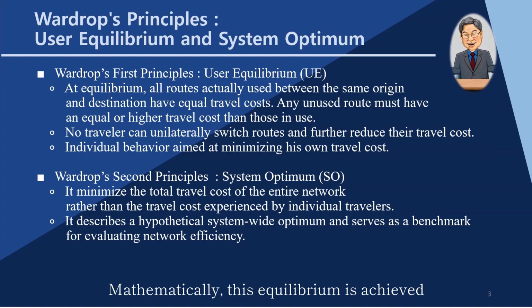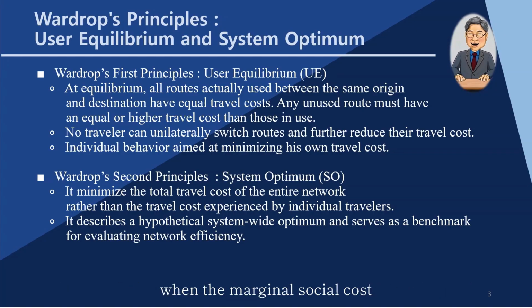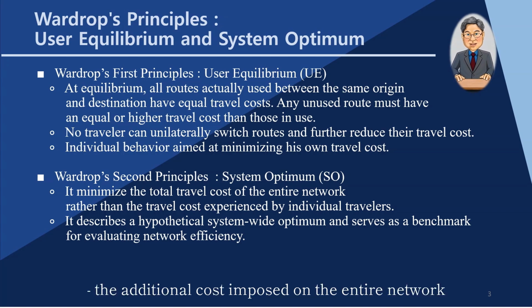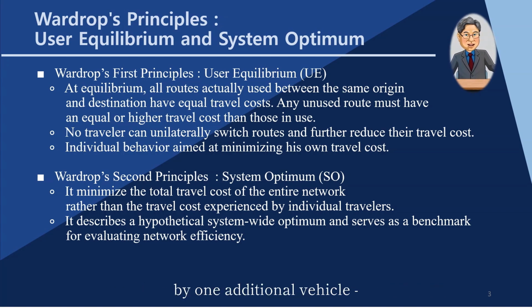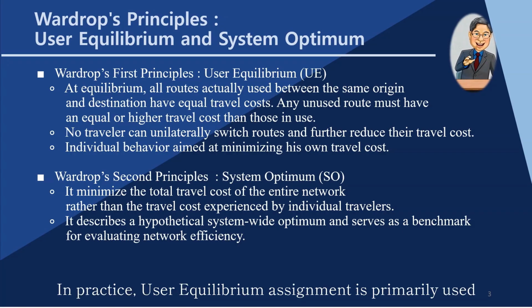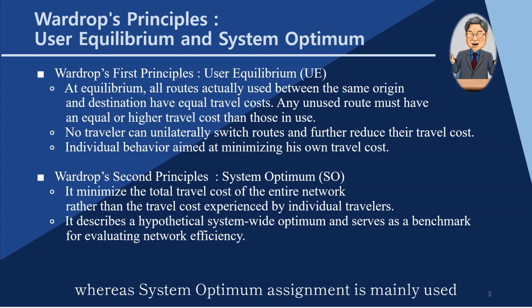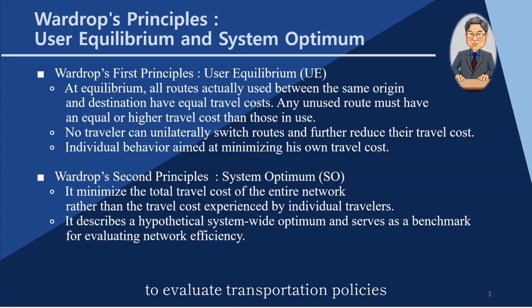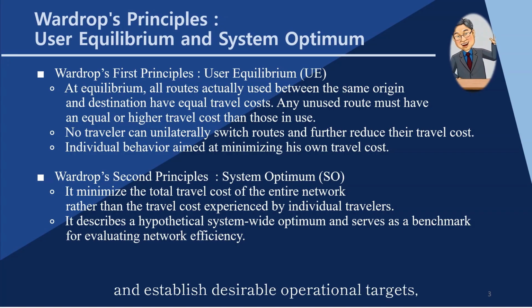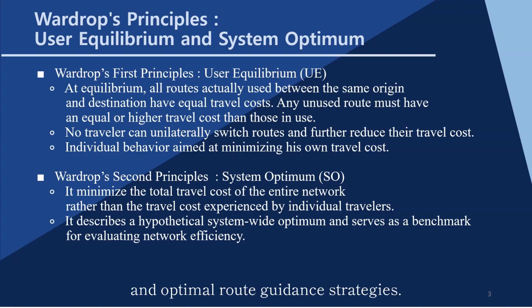Mathematically, this equilibrium is achieved when the marginal social cost, the additional cost imposed on the entire network by one additional vehicle, is equal across all used routes. In practice, user equilibrium assignment is primarily used to predict and reproduce real-world traffic patterns, whereas system optimum assignment is mainly used to evaluate transportation policies and establish desirable operational targets, such as congestion pricing and optimal route guidance strategies.